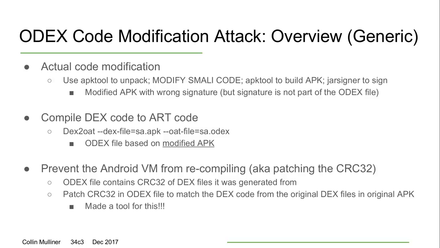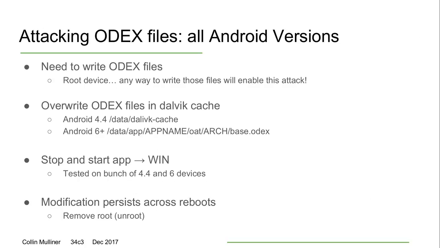So what you do with this ODEX file is you still have to patch the modified ODEX file, because the ODEX file contains a CRC32 of the DEX file it was generated from. This is not a security check at all. It's just for the VM, so the VM can see that maybe the APK was updated and now the CRC doesn't match the DEX file, and just recompile it. That's a pure let's-not-run-old-code feature, not a security feature. In order to patch the CRC, I made a small tool. It's really tiny, and it's also open source, where you can patch the CRC of the ODEX file.